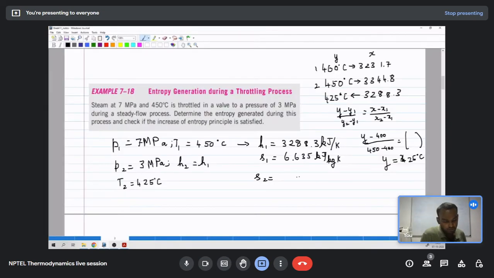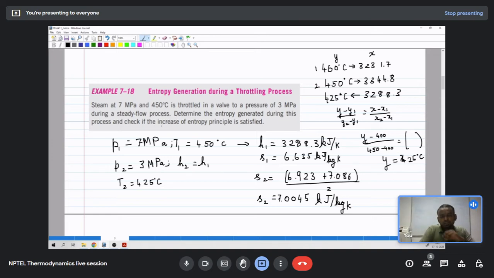I will write down. So here we had 6.923 plus 7.086 by 2, and this is 7.0045. So we have calculated the entropy at the second condition, which is around 7 kilojoule per kg Kelvin.